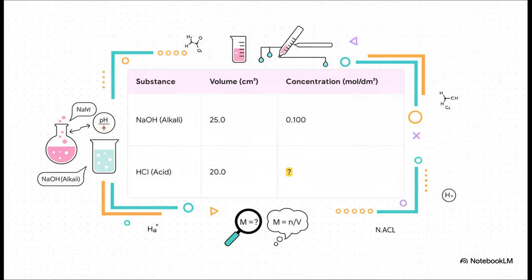Right, here's a typical set of results you might see in your exam. So, we've reacted sodium hydroxide, that's our alkali, with some hydrochloric acid. Now, look at the table. We know the exact volume and concentration of the sodium hydroxide we used. We also know exactly how much of the acid it took to neutralize it.